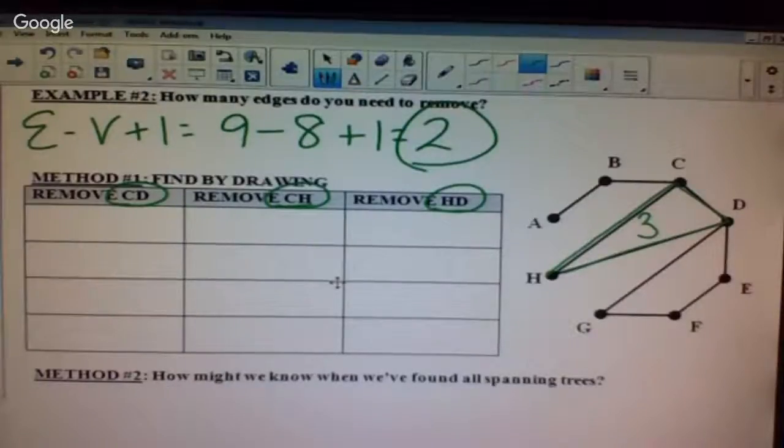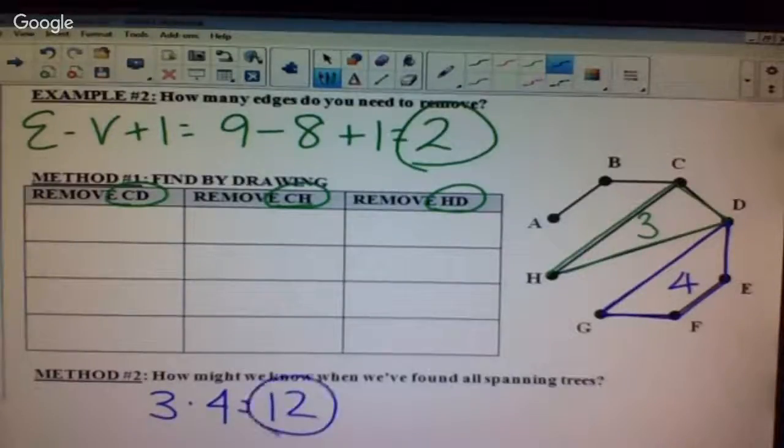How many options do I have in this circuit? 4. I have 4 now. Okay? So I need to remove 2 edges. I need to remove one from this circuit and one from this circuit. Guess what? I've got 3 times 4, 12. I've got 12 different ways I can do that.